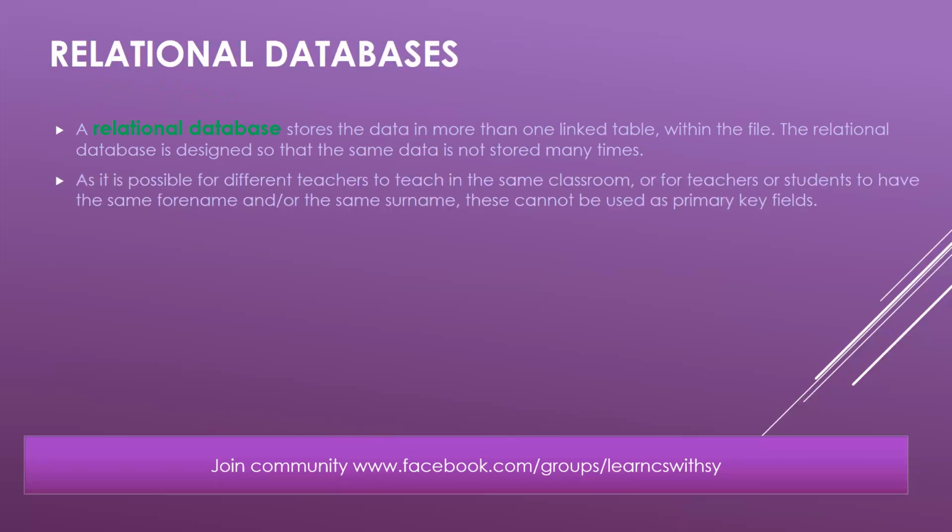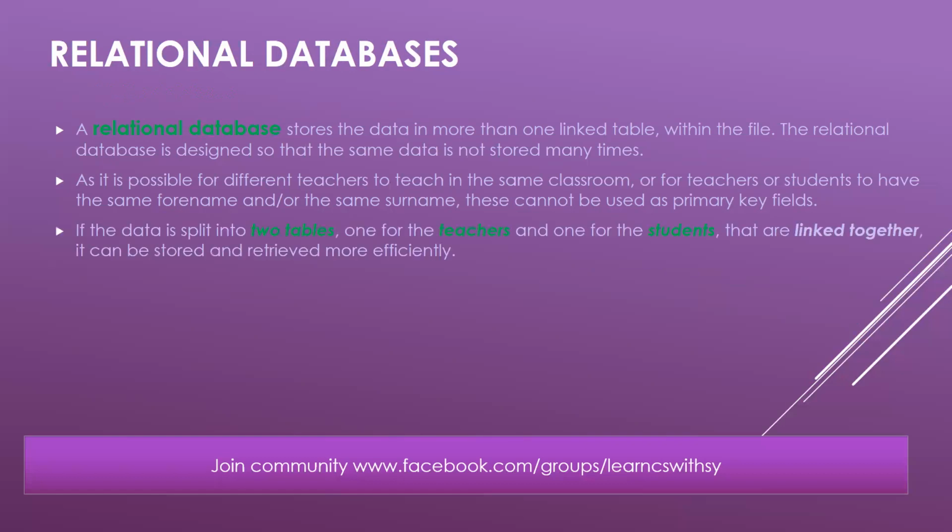It's possible for different teachers, like in the same example, because we teachers teach different students and we are in the same classroom. Similarly, it's possible for teachers or students to have the same forename and surname also. Again, there is a high probability that the teachers or the students have the same forename and surname. Then they can never be used as a primary key.